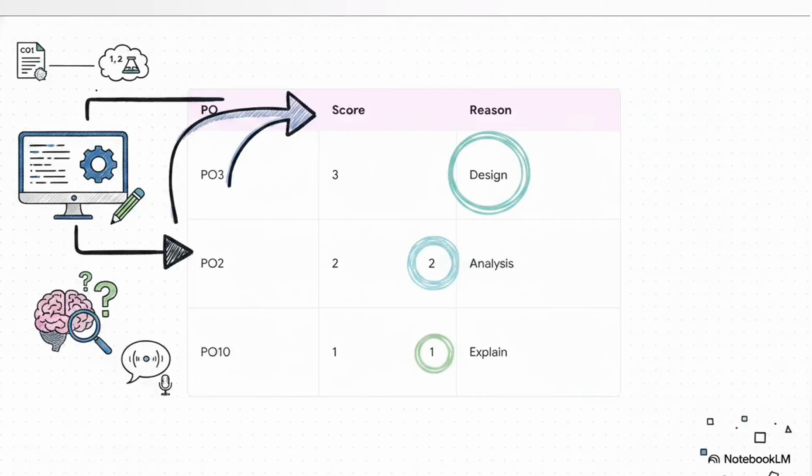But look at PO2, Problem Analysis. Students definitely have to analyze the problem before they start coding, but it's not the primary objective of this specific outcome. So that gets a medium mapping, a score of 2. Finally, check out PO10, Communication. Students might have to explain their code during, say, a Viva exam, but communication is really only involved to a very limited extent here, so it gets a low mapping, a score of 1.